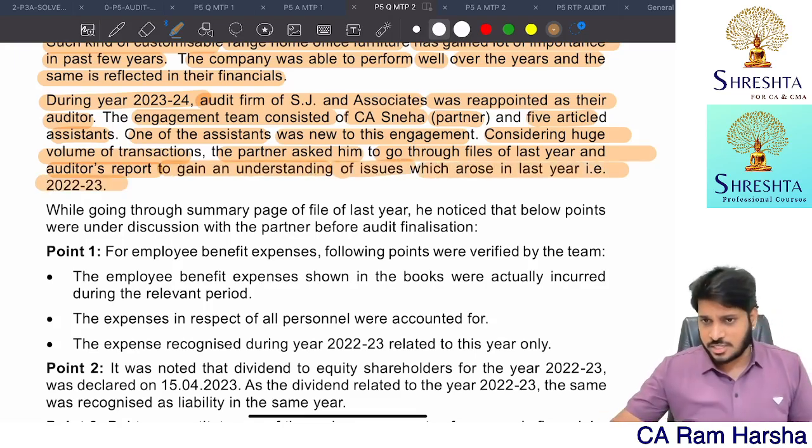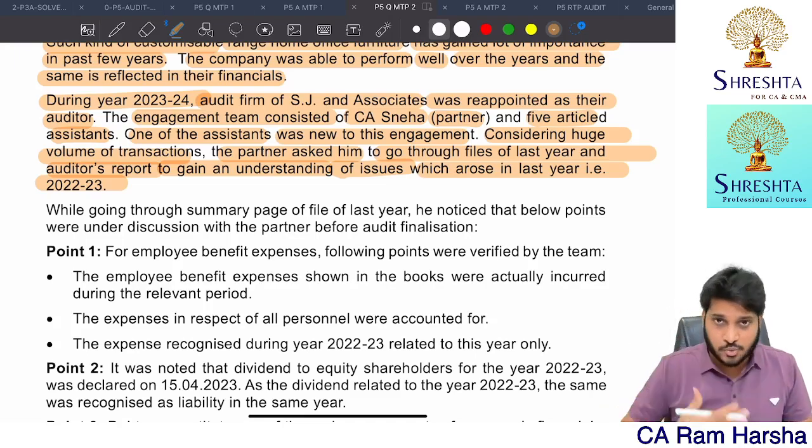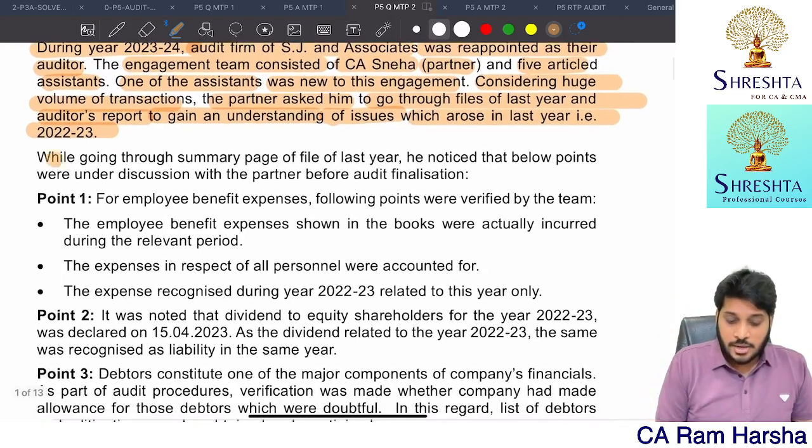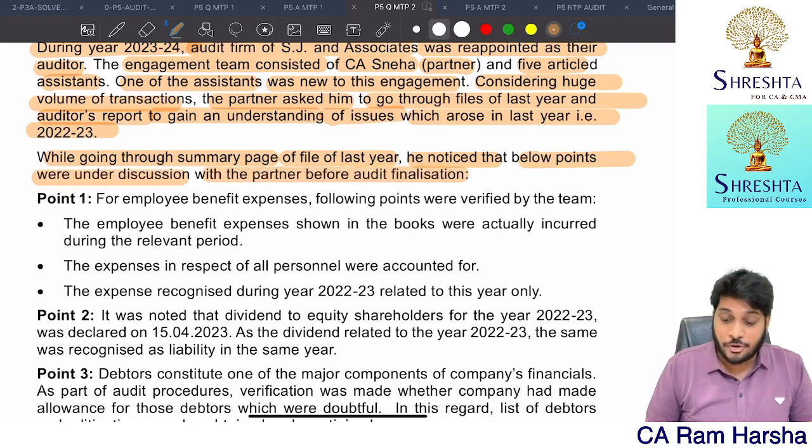Of course, that's what we tell our articles. In fact, when we were in articles, that is what we were told: go through the last year's files to get an understanding of the entity, what they're doing, all that. While going through the summary page of last year's file, he noticed that the below points were under discussion with the partner before audit finalization.